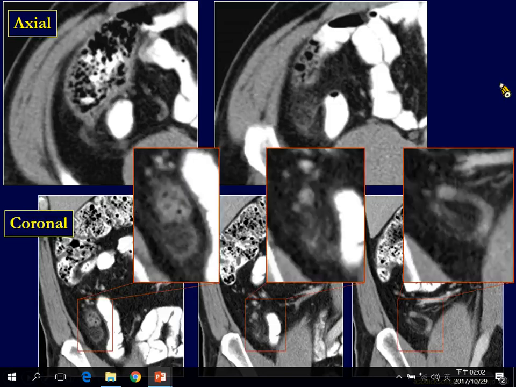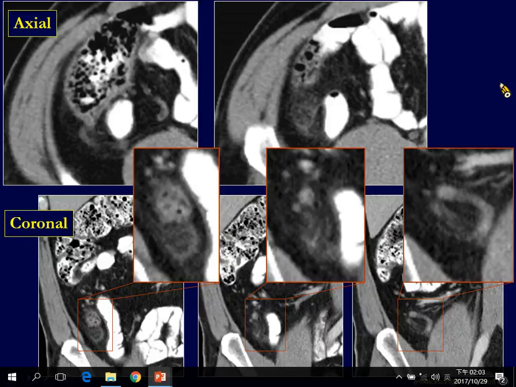But if we look closely here, we can see that the appendix actually loops around. This is the tip, this is the origin of the appendix, and the loop in between actually looks pretty good. And the inflammation that we're seeing here is a bit remote from the appendix. And this turns out to be a cecal epiploic appendicitis.